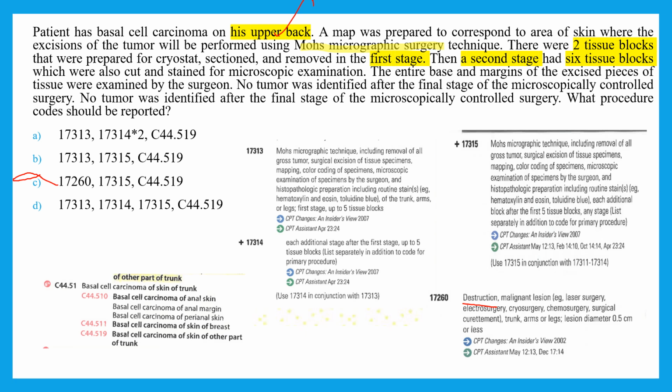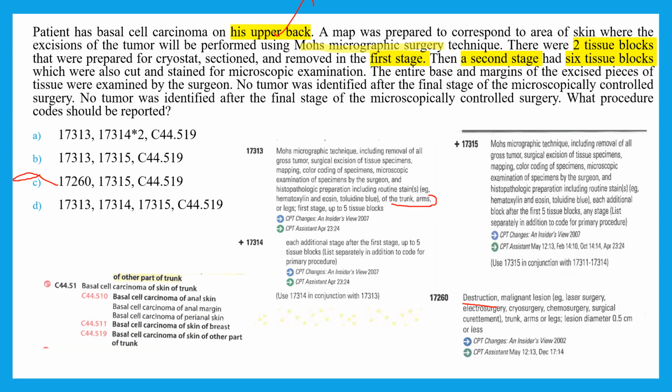So next, after the anatomical site, what we need to check is the stages, right? Once you confirm the anatomical site, we have only 17313 in all the 3 options. So now you can see the trunk word here. So this is right. Till now 17313 is right. So next we need to look for the stages. How many stages in the question? First stage and second stage. So there are 2 stages.